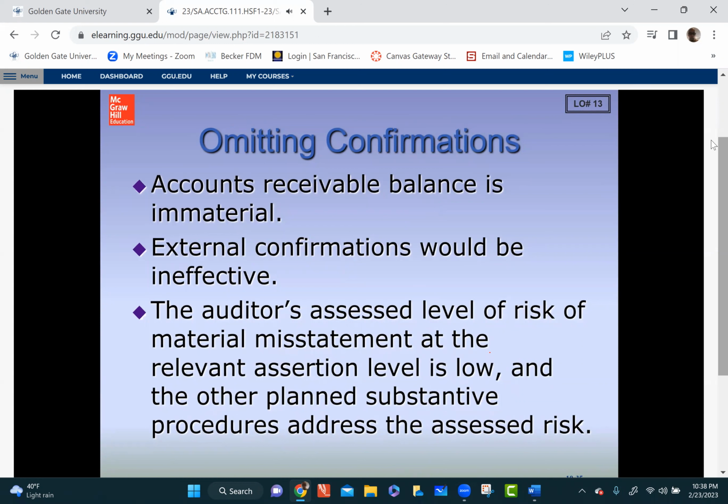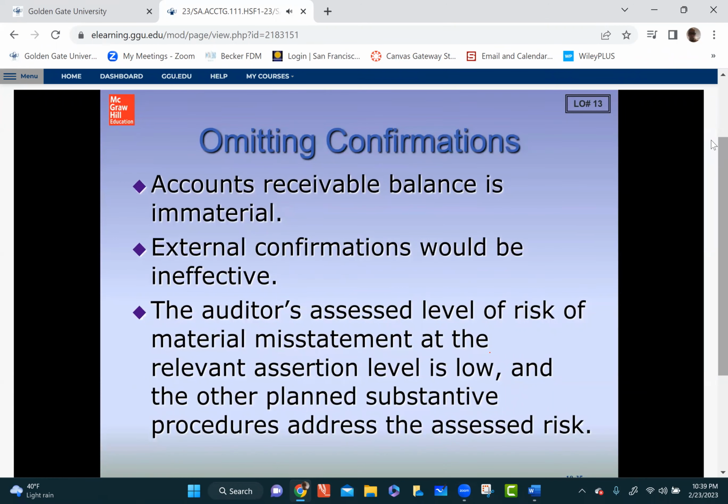I always find it annoying when they say something's immaterial. If something's immaterial, you're not going to audit it, period. If it's immaterial, who cares? You don't audit immaterial things, okay? If it doesn't have any possibility of making any difference in the decision-making of the user of the financial statements, then you just don't audit it, okay? So if external confirmation would be ineffective, if your risk of material misstatement is low, then you could possibly not do confirmation of account receivable.